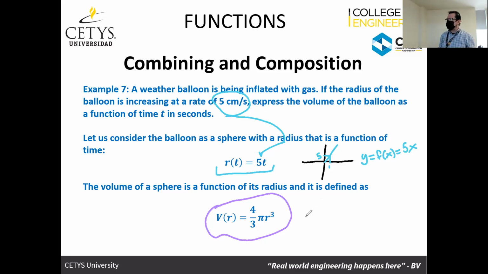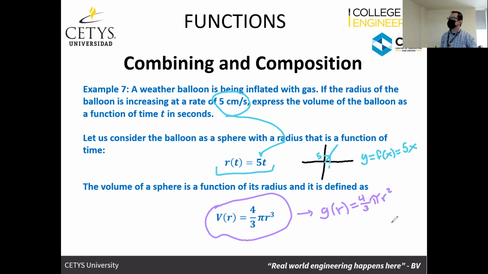So notice something here. Let's say that I call this g, but in this case, it isn't g of x, it's g of r, is equal to 4/3 pi r to the 3.